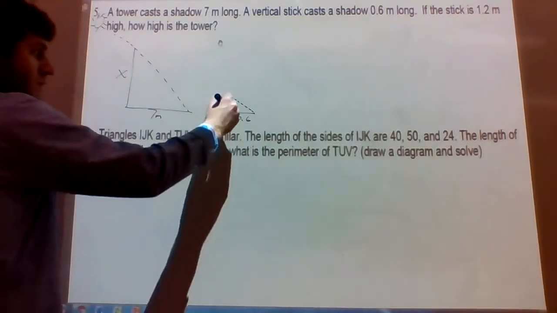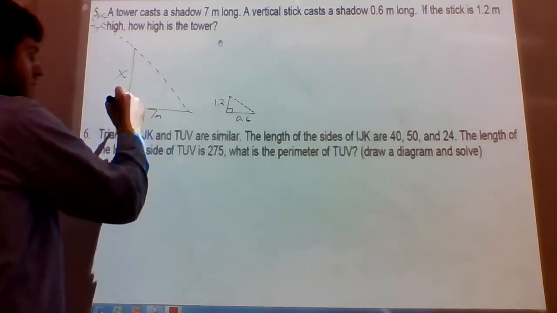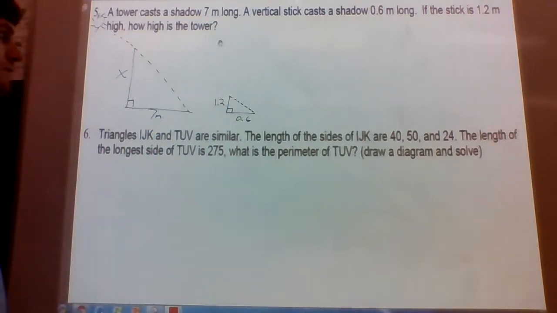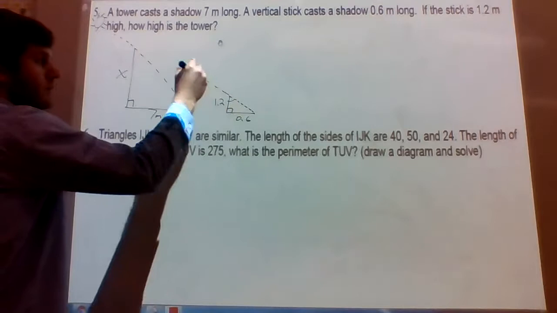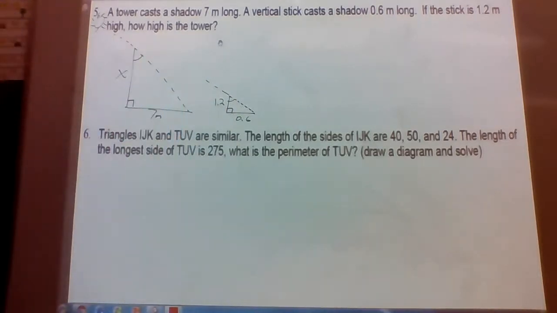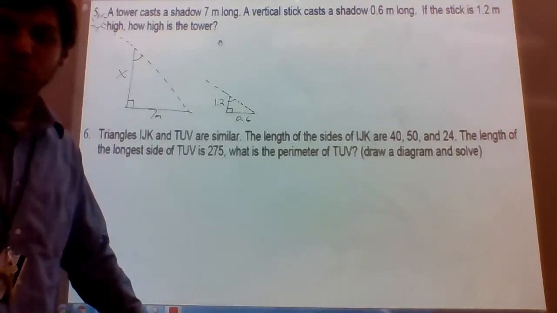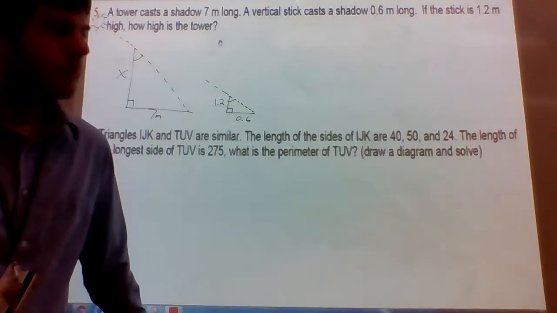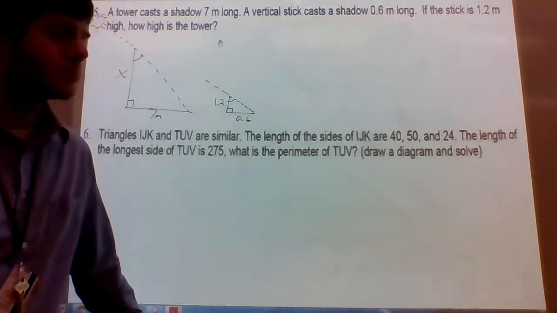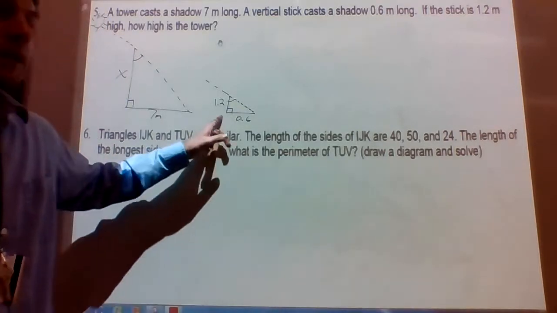So again, we're assuming the stick is vertical, so it's a right angle. The tower, we're assuming, is a right angle. The sun is coming down at the same angle. You have to think about how far away the sun is, and so if you have two objects right by each other, the angle of that sun is going to be very similar. It might be 0.00001 degree off or something, but for all intents and purposes, it's the same. So we have angle similarity.